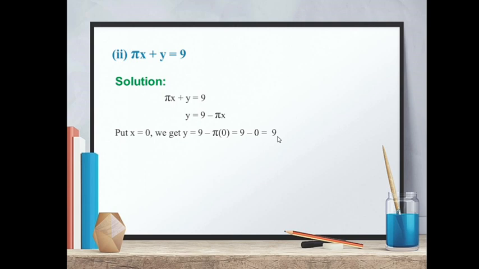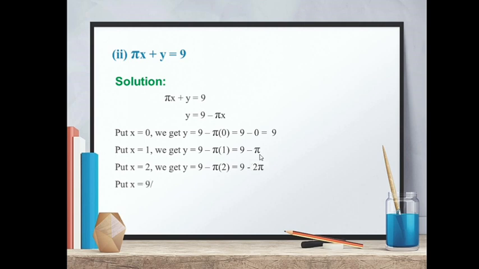Then again we will take any other digit. Put x equals 1, we get y equals 9 minus pi into 1, which equals 9 minus pi. So here I have taken x as 1, that's why I have taken pi into 1, and pi into 1 is equal to pi. So here we got y as 9 minus pi. Then put x equals 2, we get y equals 9 minus pi into 2, which equals 9 minus 2 pi.